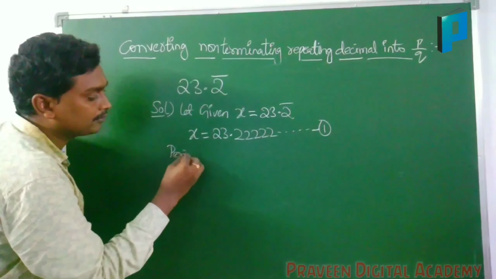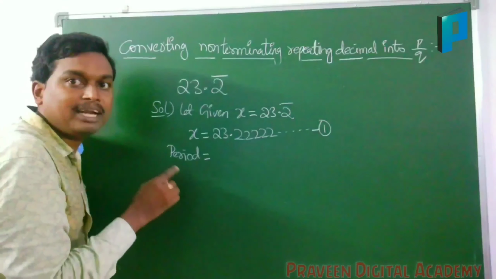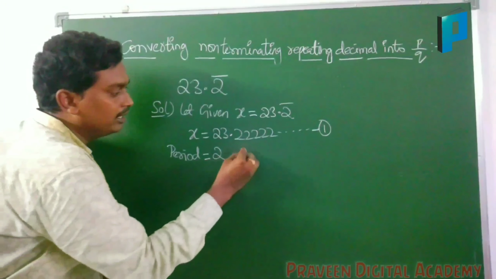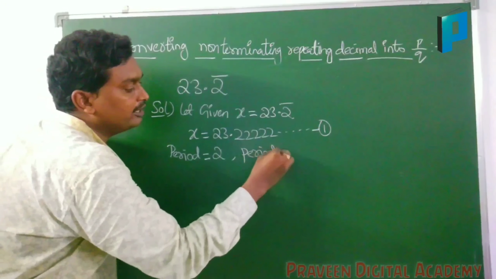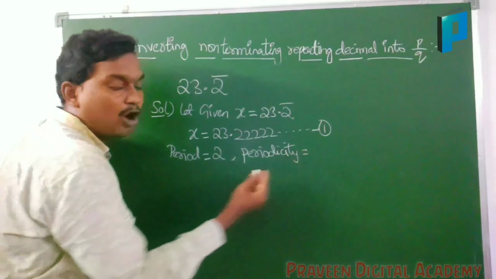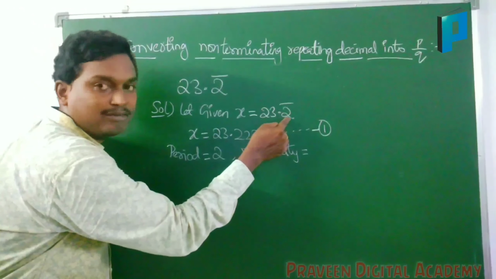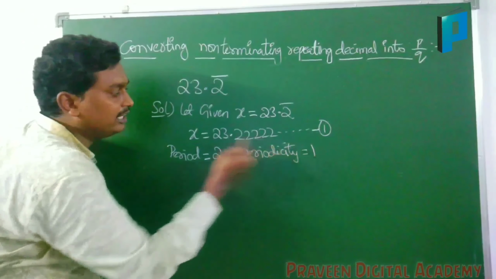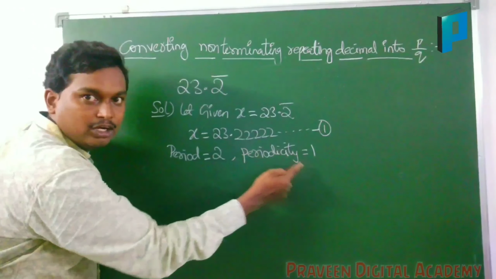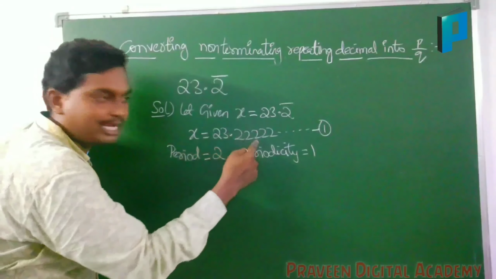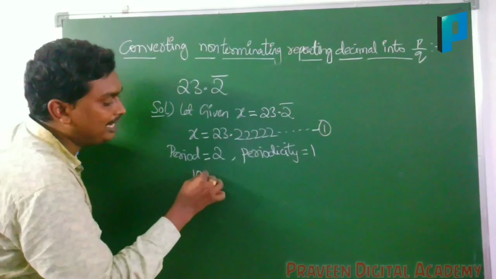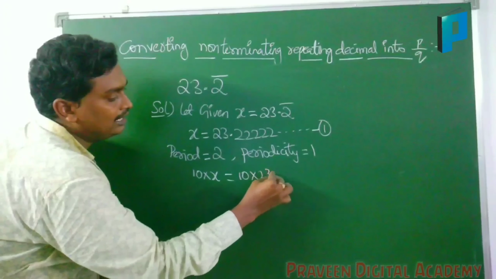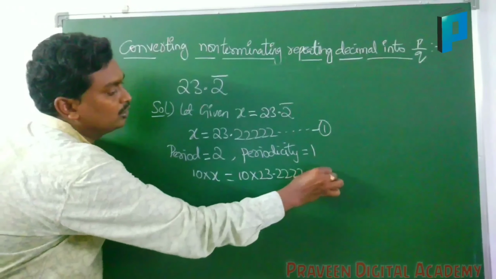Here, period: the number which has a bar is called the period. Only 2 has the bar. Periodicity: how many numbers have the bar? Only 2 has the bar, which is one number, so 1 is the periodicity. If 1 is the periodicity, multiply equation 1 with 10. 2 means 100. 3 means 1000. Here it is 1, so multiply with 10 on the left hand side and on the right hand side.